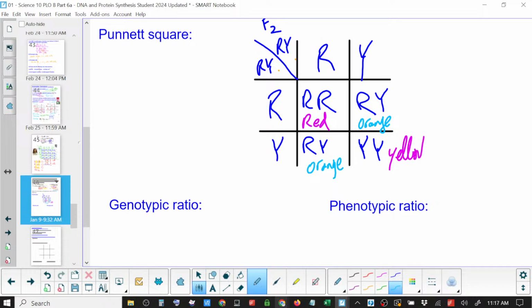Let's ask Bertie, what's the genotypic ratio? Hold on. While you get that together, I'm going to ask someone else for the phenotypic, and then I'll come back to you. Ben, what's the phenotypic ratio?